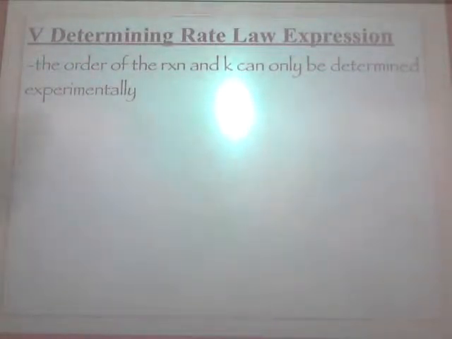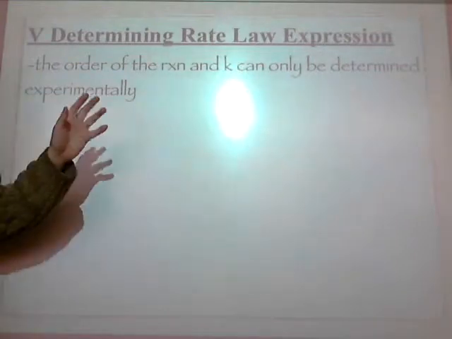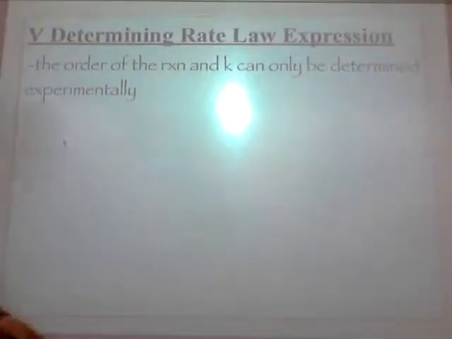All right. So the order of the reaction, the order of the reactants, and K can only be determined experimentally, and that's what I've got to show you how to do. You're going to have to run the trials multiple times. Let me show you. It's kind of like backwards from what we did here.